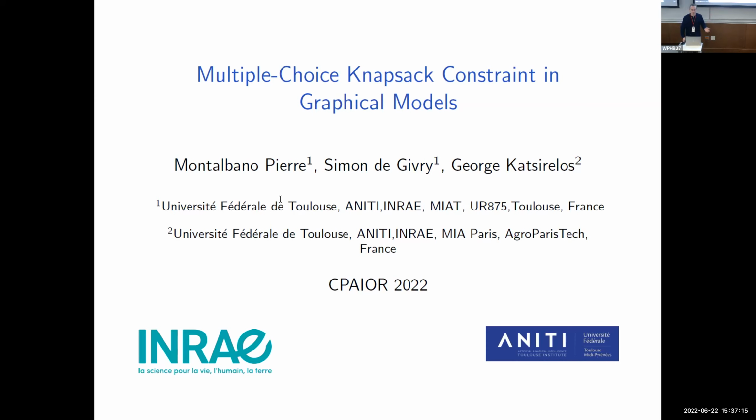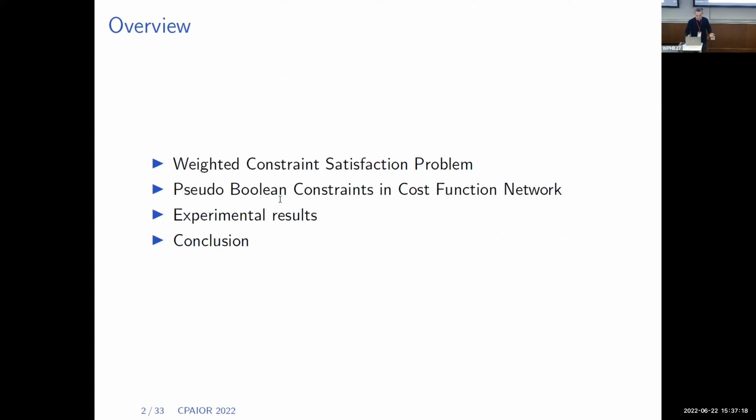I'm going to present the work I did at the beginning of my PhD with my two supervisors, Simon de Givry and Georges Katsirelos, on multiple choice knapsack constraints in graphical models. First, I'm going to introduce the weighted constraint satisfaction problem, which is an optimization problem that we typically solve using a branch-and-bound algorithm.